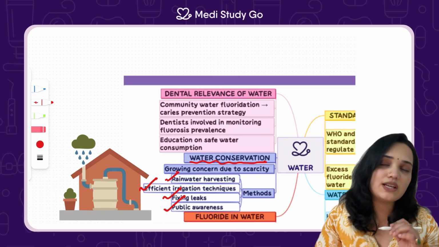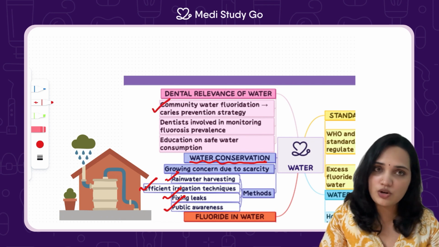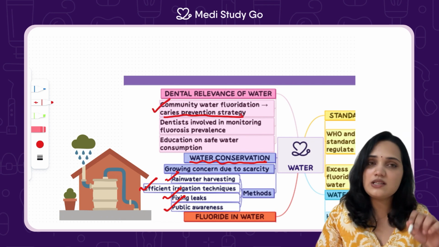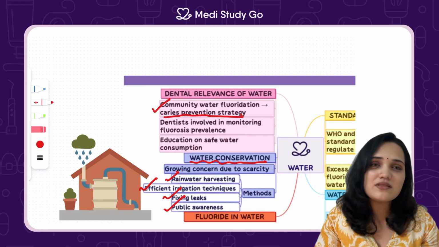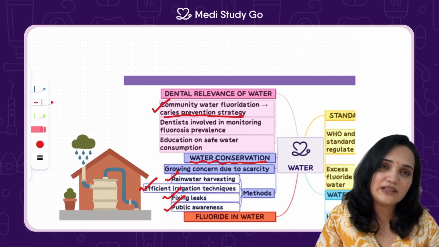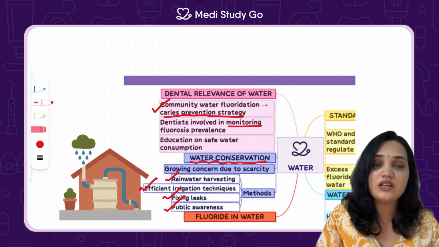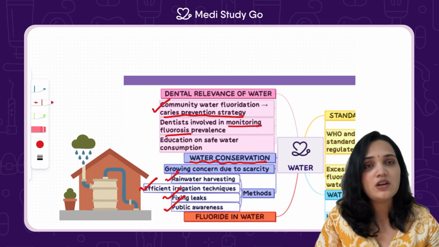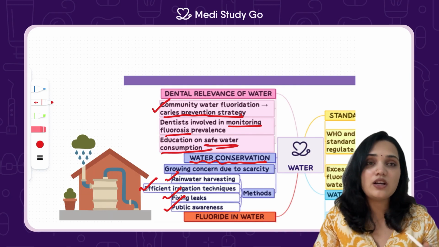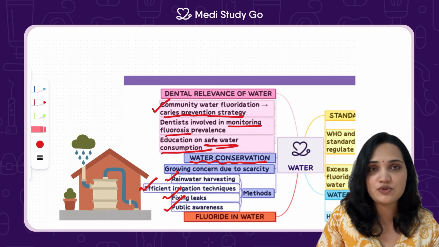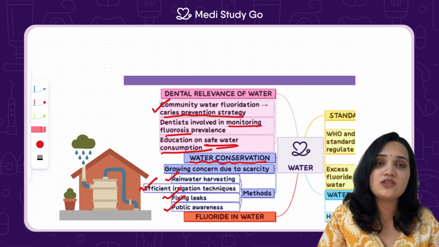Now let's see what the dental relevance of water is. One of the most important preventive strategies is community water fluoridation. We will see this in detail in the next video, but right now I'll give you a gist. It helps reduce the prevalence of dental caries in the population. So dentists are involved in monitoring fluoride levels, in studying fluorosis prevalence, and also educating communities about safe water consumption. So water quality directly affects oral health as well as general health.